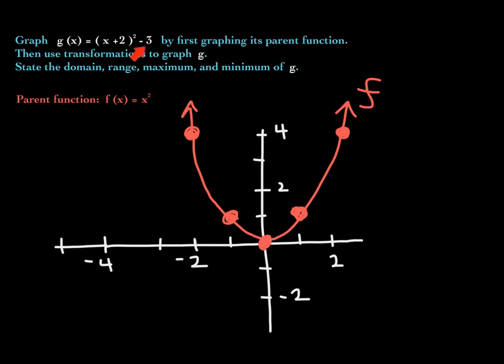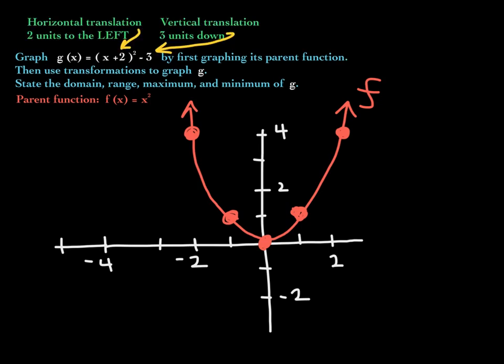You see this minus 3? That's outside of the parentheses. It's outside of the squared expression, and that's what makes it a vertical translation. All right, so this plus 2 represents a horizontal translation 2 units to the left. By the way, if it had said x minus 2, it would have been 2 units to the right. This is a vertical translation, 3 units downward. It's going down because it's negative. Had it been a plus 3, it would have gone 3 units up.